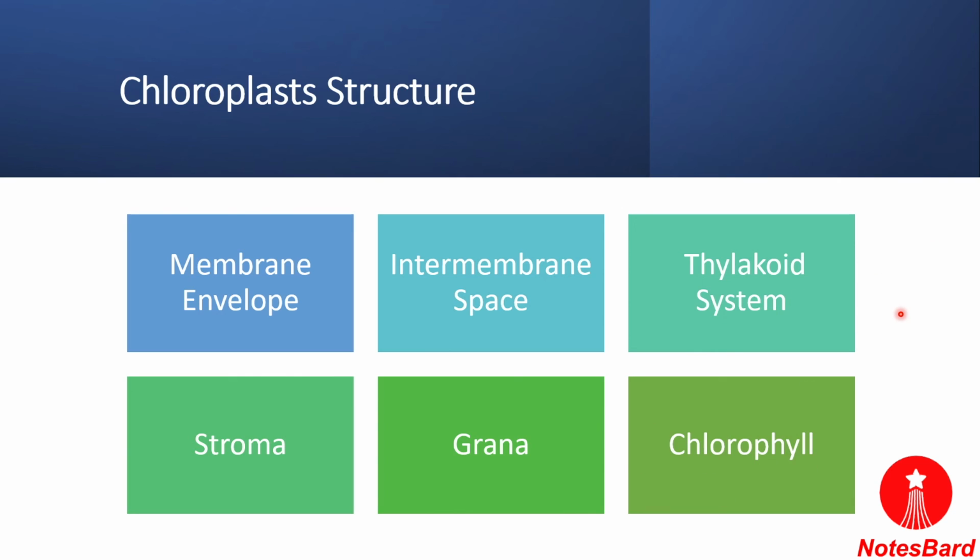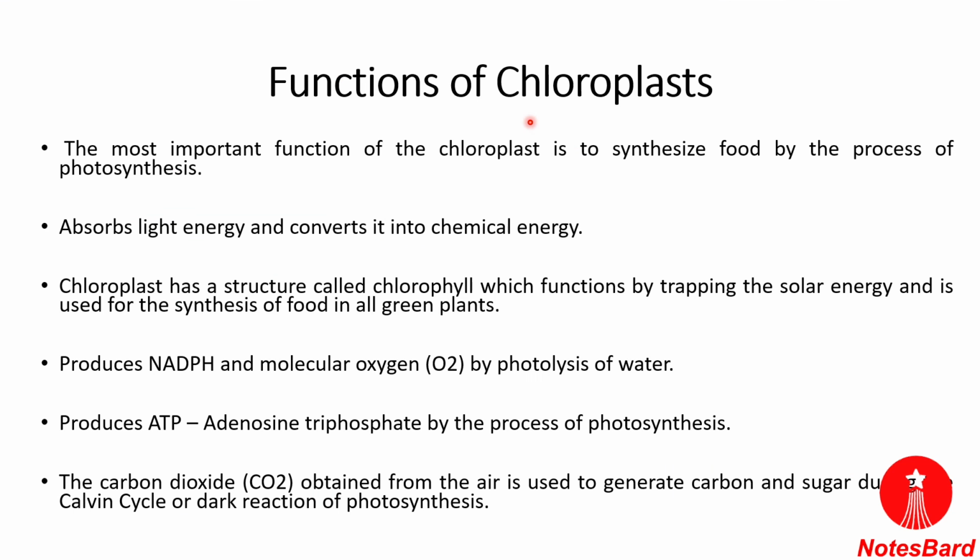So this was about the structures. We have discussed each part of the chloroplast in detail here. Next is the functions of the chloroplast. The most important function of the chloroplast is to synthesize food by the process of photosynthesis. We have discussed that chloroplasts absorb sunlight energy and help in synthesizing food by photosynthesis. They absorb light and convert it into chemical energy.